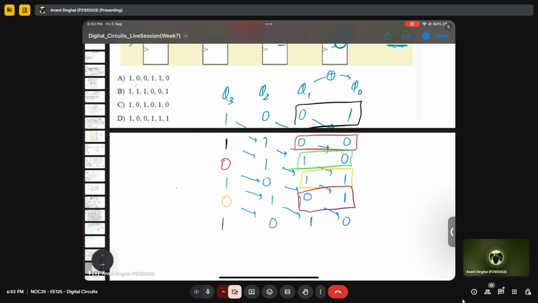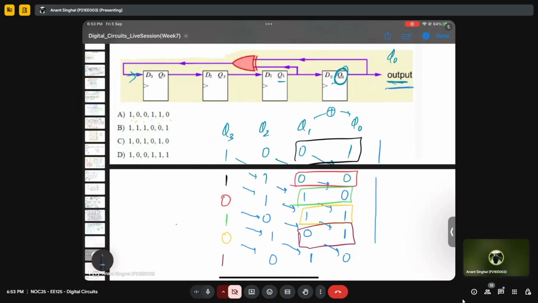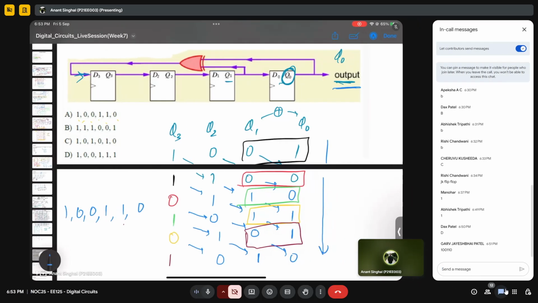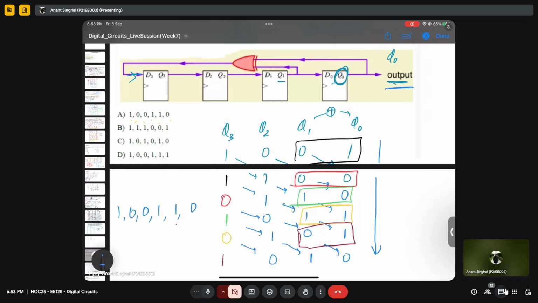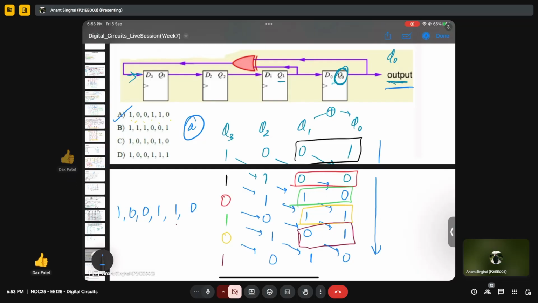So now the question asks what the output is. The output is nothing but Q naught, so the cycle of this will be the output. So it is 1, 0, 0, 1, 1, 0. Is there any option like that? I see someone has said D, someone has said 1, 0, 0, 1, 1, 0. Yes, it is option A, so option A is the correct answer. Is it clear? Someone has written D. Yeah, great.